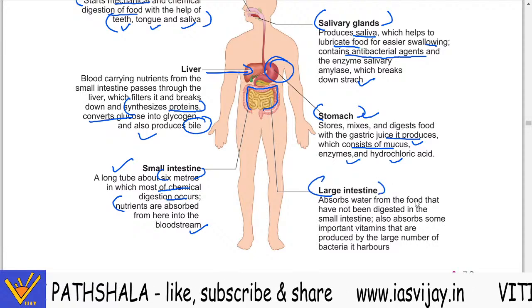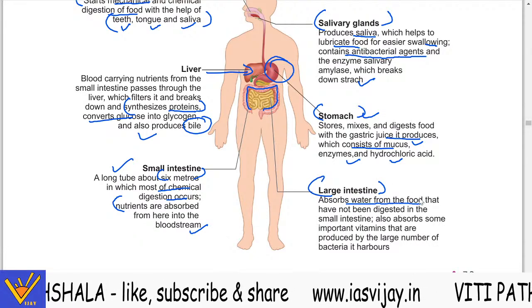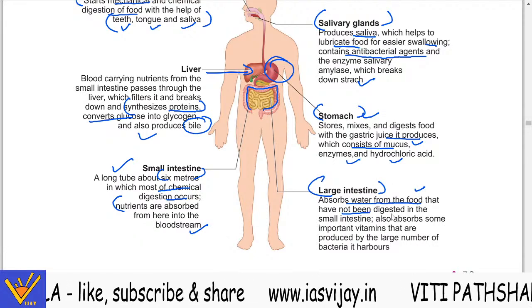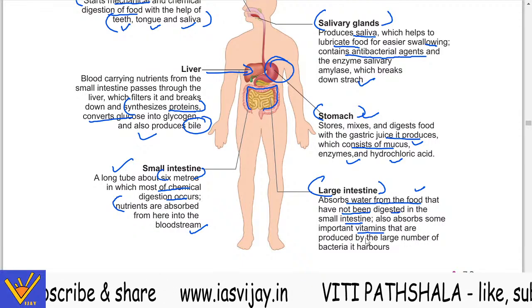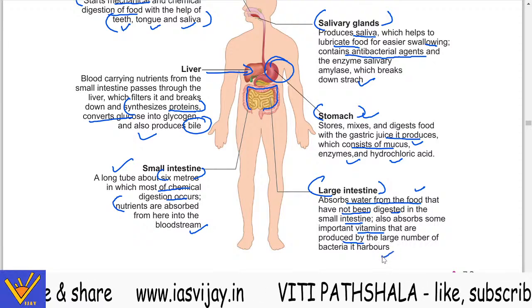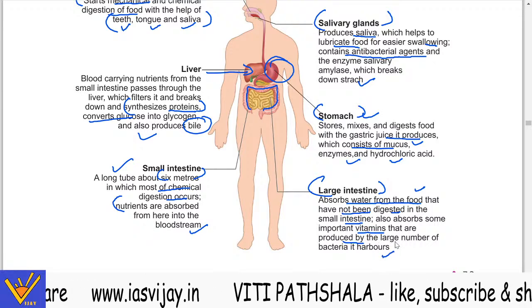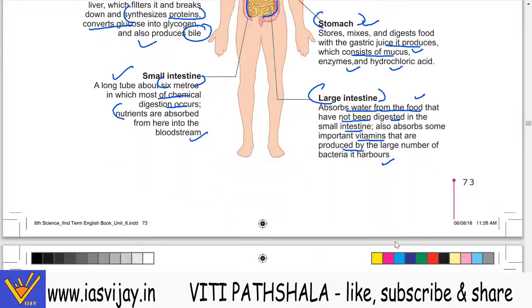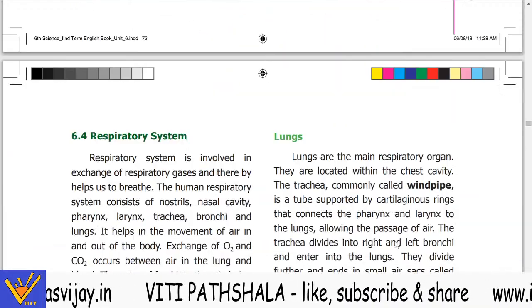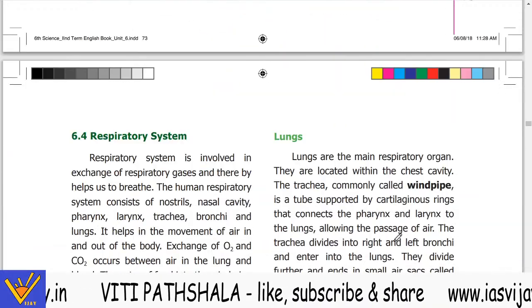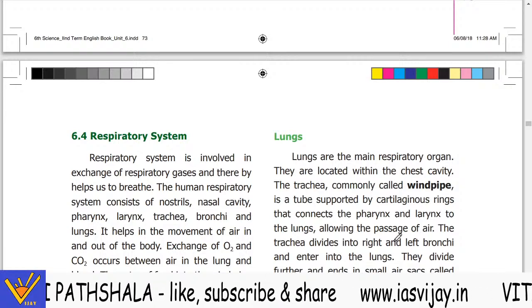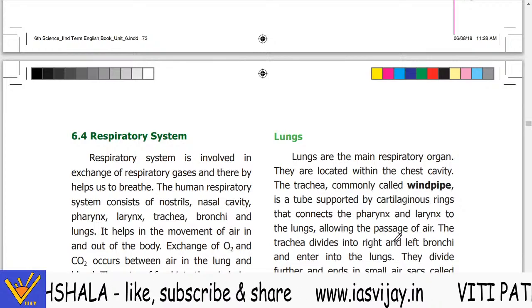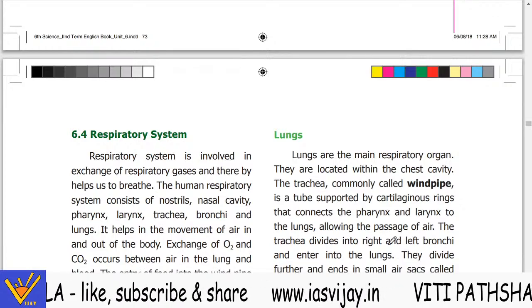The next comes the large intestine, which absorbs the water from the food that has not been digested in the small intestine. It also absorbs some important vitamins that are produced by the large number of bacteria it harbors. So I have been introducing every system to you. This is only the introduction part of every part of your body.